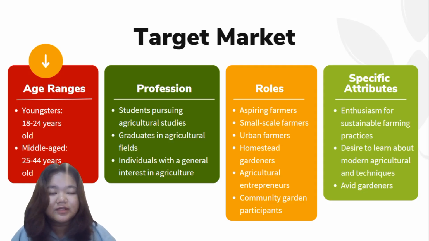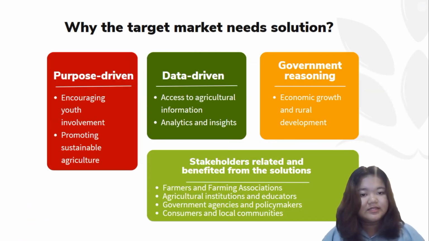So this is our target market. We have an age range of youngsters and middle age. Profession, there are students and individuals with interest in farming. Roles, they are mostly farmers and students. And specific attributes, it's about people who want to learn about modern farming and other things. And next, the following are 4 points on why the target market needs our solution.